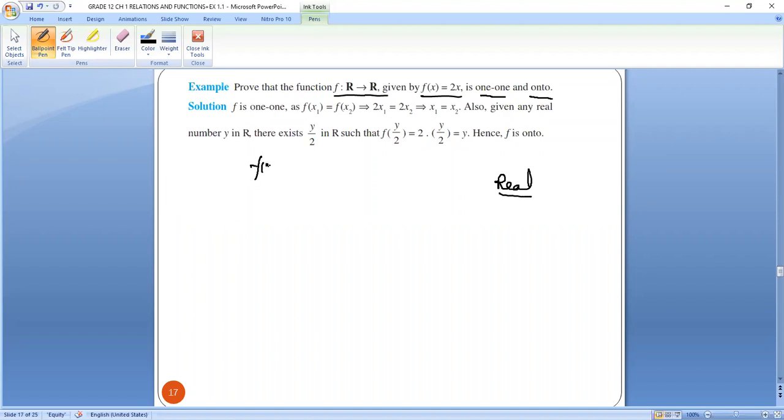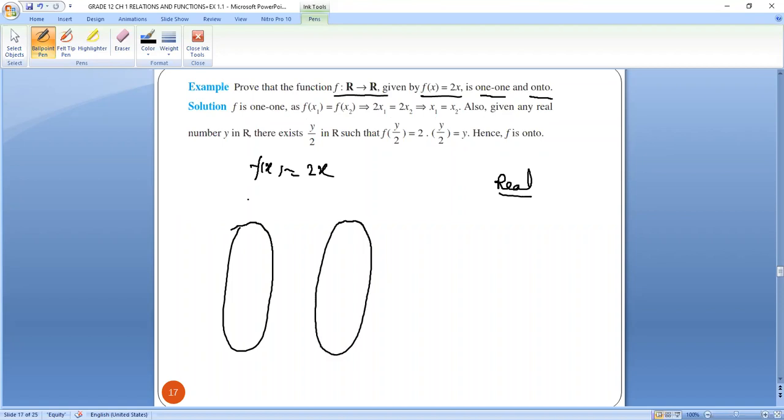f of x equals 2x again. Now we will have two sets, x and f of x, and f of x is given by 2x.